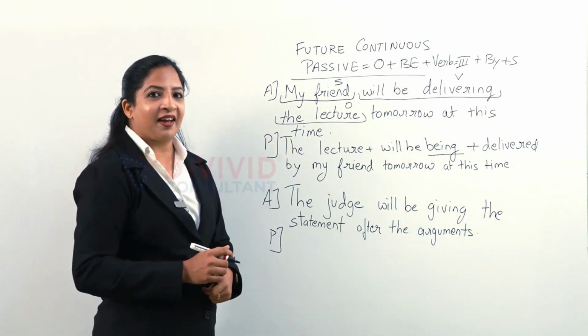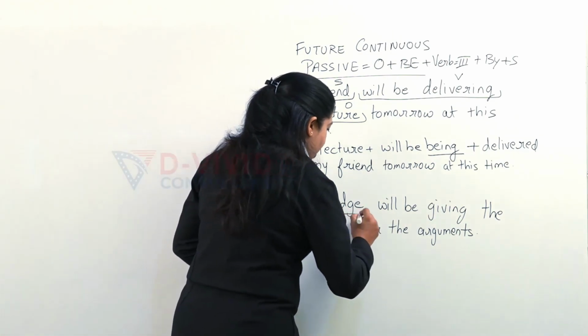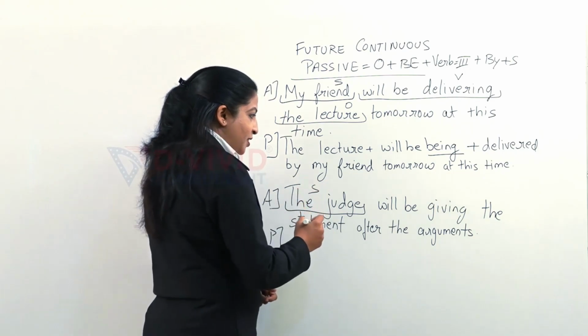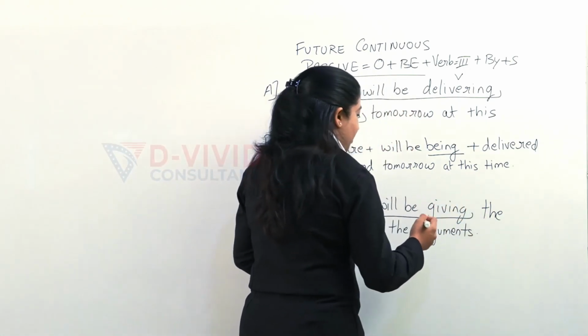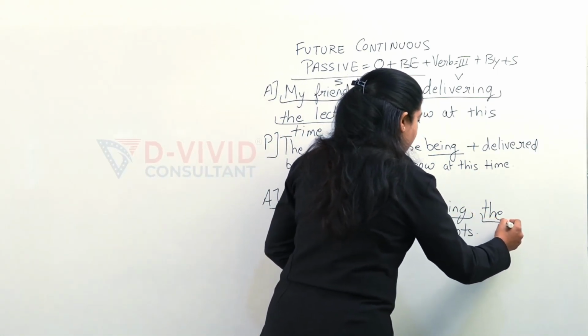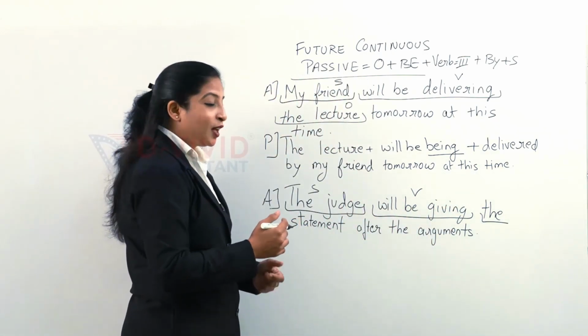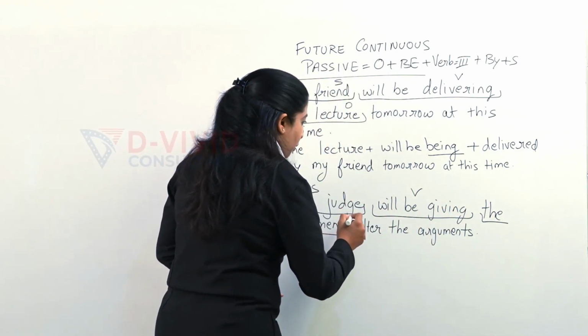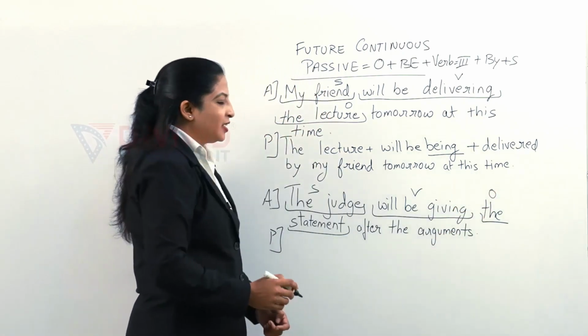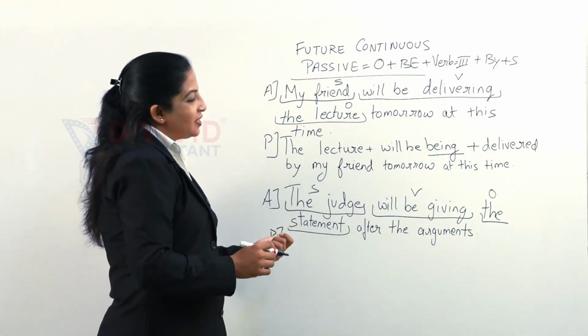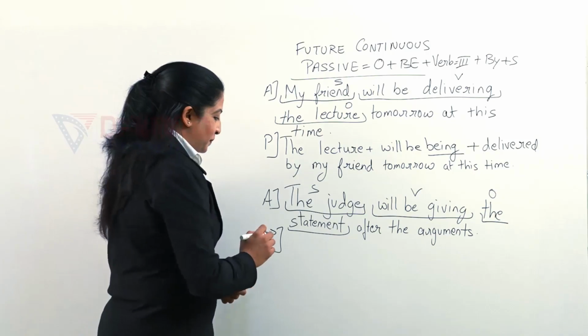So here, what are we having? We are having the judge as our subject, will be giving as our verb. What will he be giving? He'll be giving the statement, which is our object. So now quickly convert this sentence into passive.